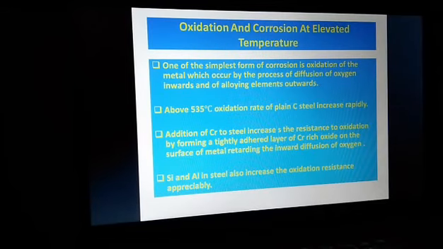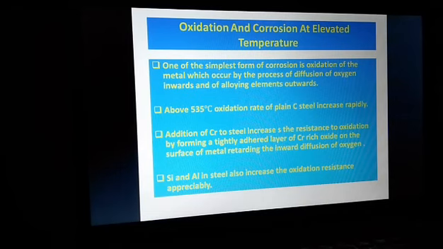Oxidation and corrosion at elevated temperature. One of the simplest forms of corrosion is oxidation of metal, which occurs by the process of diffusion of oxygen inward and alloying elements outward. Above 535 degrees centigrade, the oxidation rate of plain carbon steel increases rapidly.